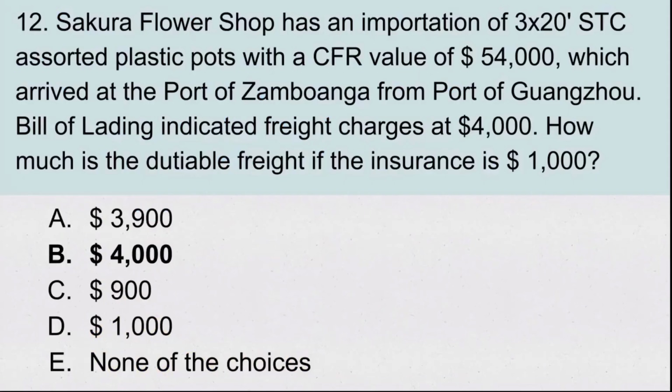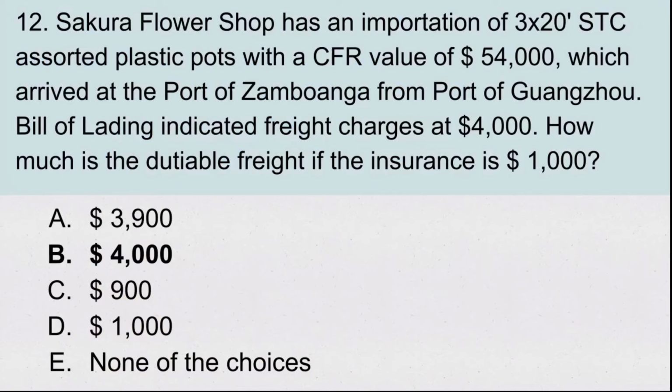Next problem. Sakura Flower Shop has an importation of 3x20 STC assorted plastic pots with a CFR value of $54,000, which arrived at the port of Zamboanga from port of Guangzhou. Bill of lading indicated freight charges at $4,000. How much is the dutiable freight if the insurance is $1,000? Letter A, $3,900. B, $4,000. C, $900. D, $1,000. E, or none of the choices. So, our answer here is letter B, $4,000.